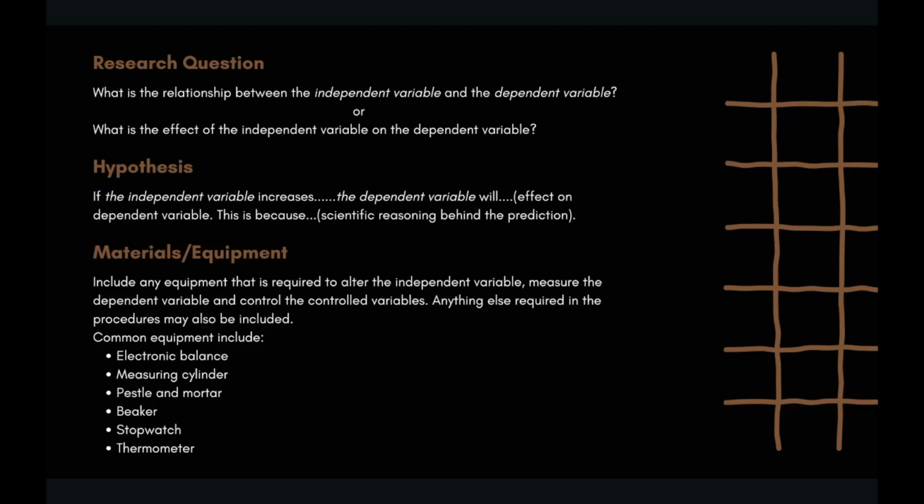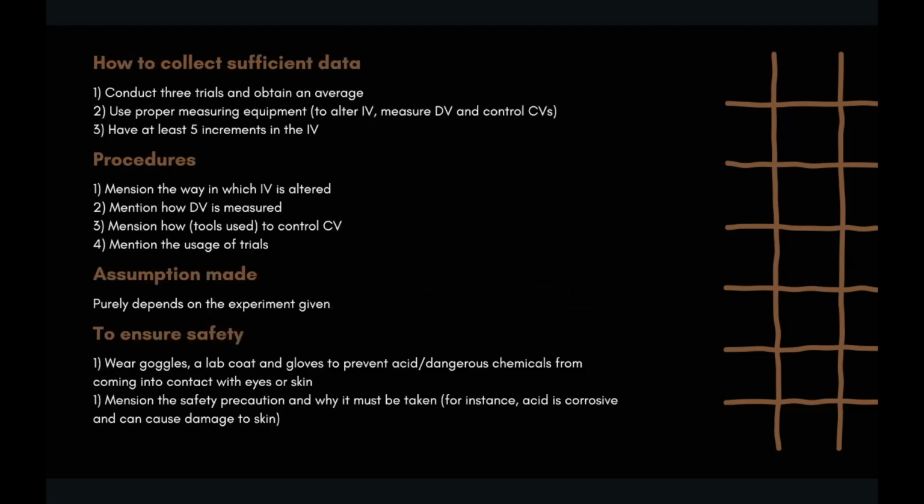And just some common equipment include an electronic balance, measuring cylinders, pestle and mortar, beaker, stopwatch. Measuring time is a common thing. And generally, as a dependent variable, time is common. It's also common as a constant variable, something you have to keep constant. Thermometer, there's many others, depends on the experiment.